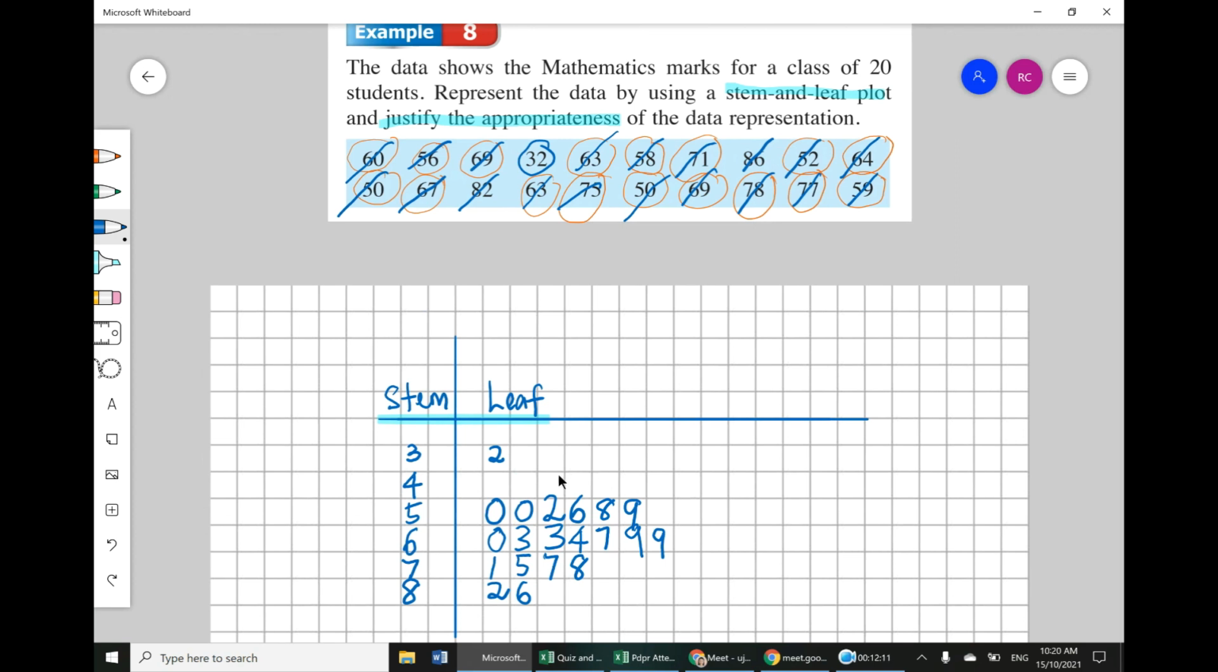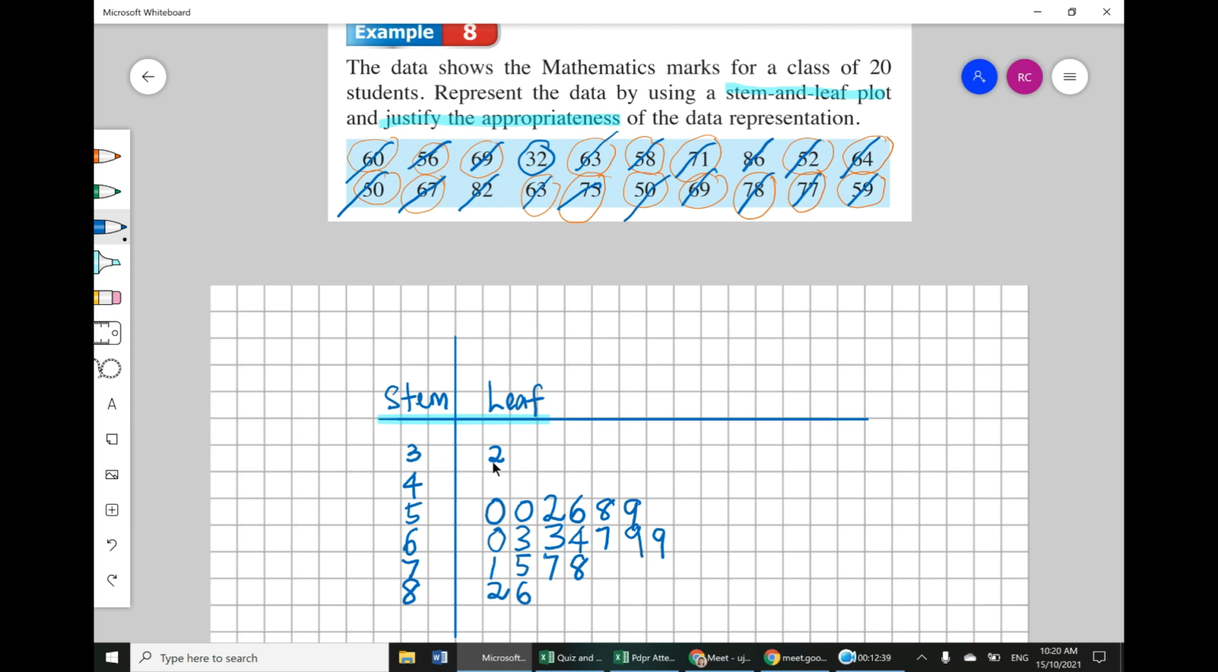Anybody know how? How do I know from here that I have 20 students? Do you know or not? No. By calculating the leaf. You see? 1, 2, 3, 4, 5, 6, 7, 8, 9, 10, 11, 12, 13, 14, 15, 16, 17, 18, 19, 20. So this is the marks for 20 students.